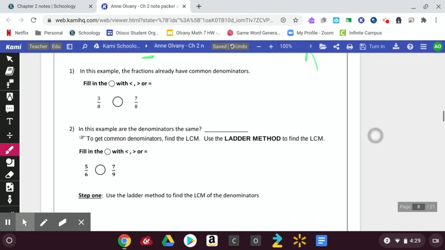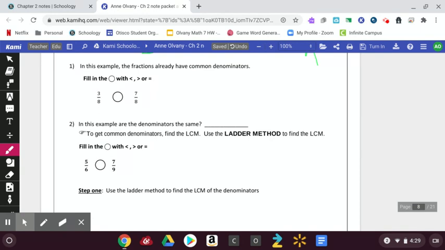In the first example, the fractions already have a common denominator. So it's kind of like looking at a pie. If you ate 3/8, 3 out of the 8 pieces, did you eat more, less, or equal to the person that ate 7 out of the 8 pieces? You ate less. The less than symbol is the one that looks like this.